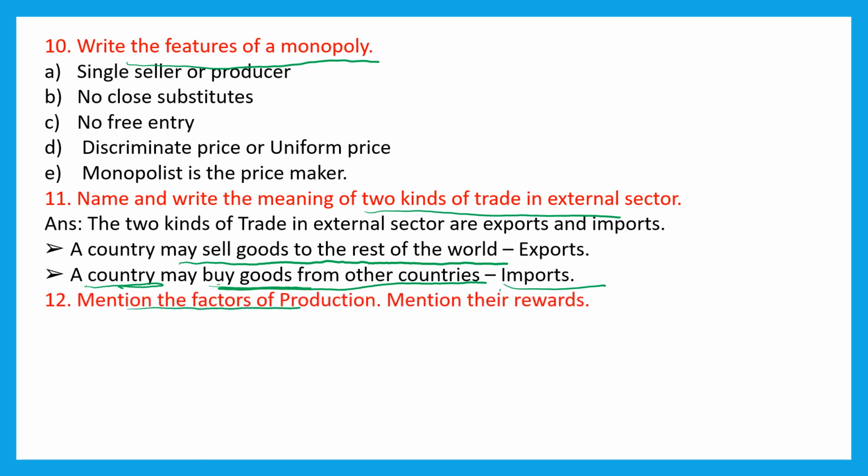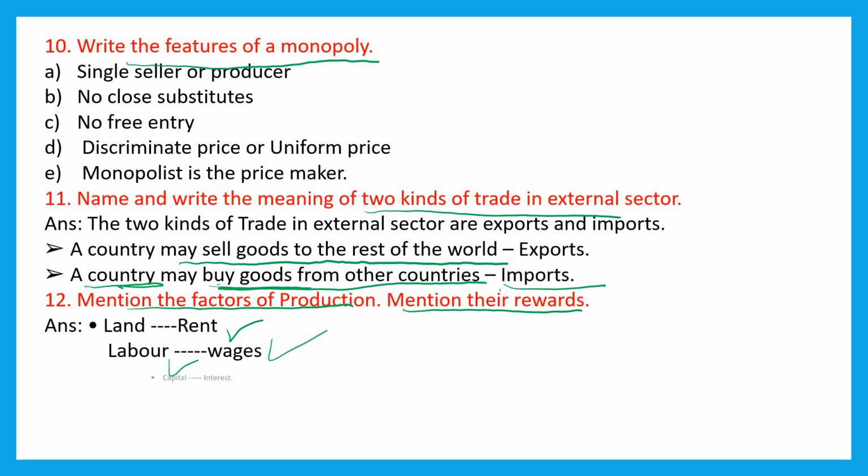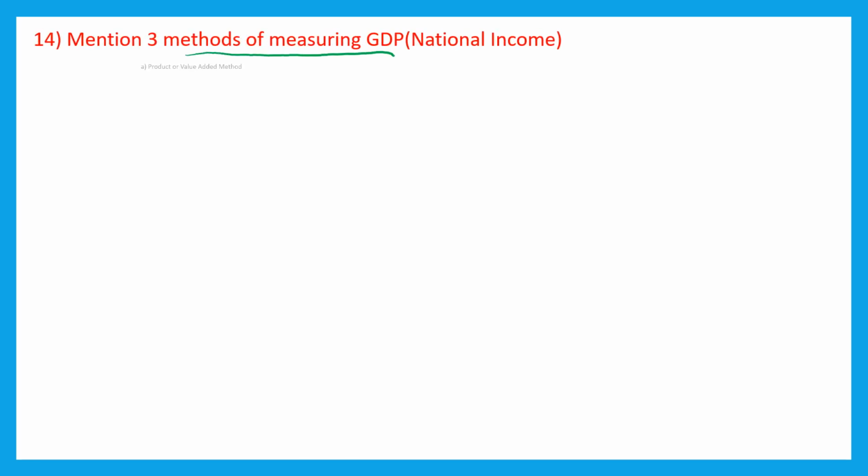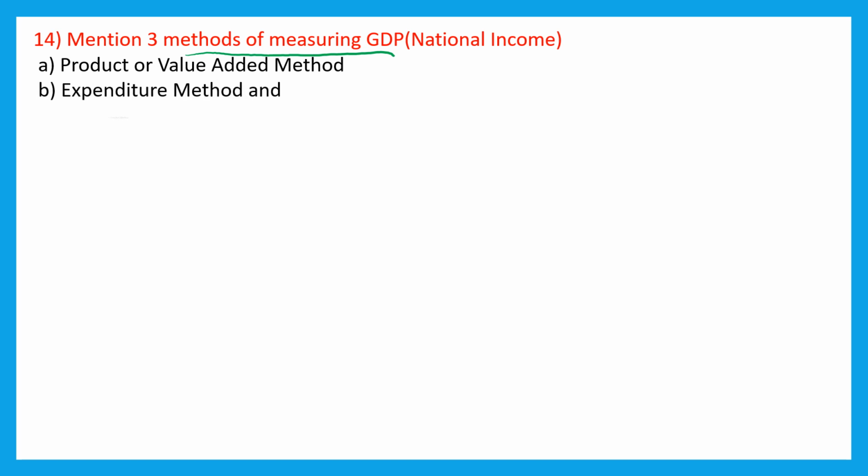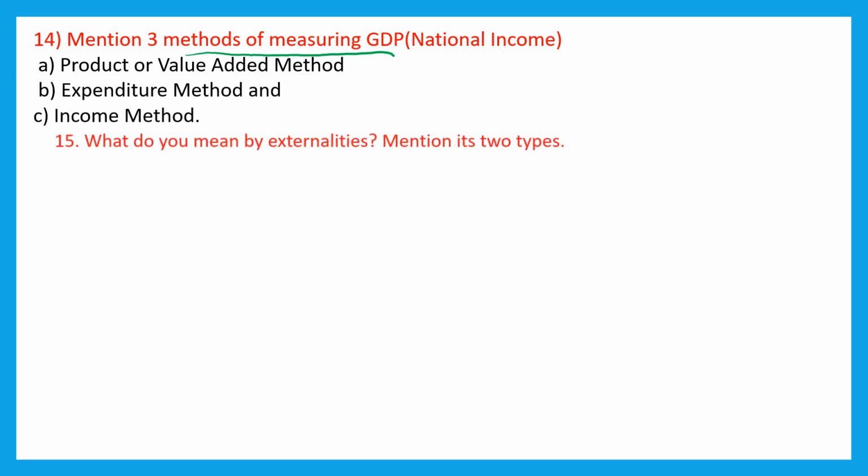Mention the factors of production and their rewards. Land, the reward is rent. Labor, wages. For capital, interest. And for the organizer, profit. Mention three methods of measuring GDP. Product or value added method, expenditure method, income method.